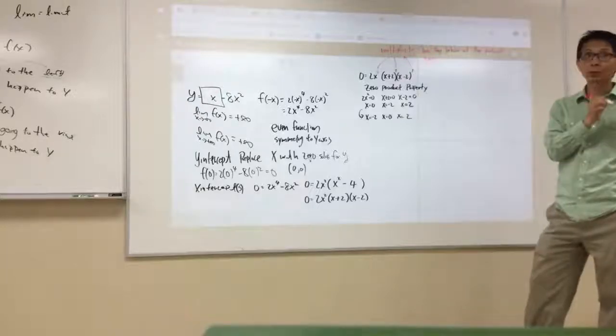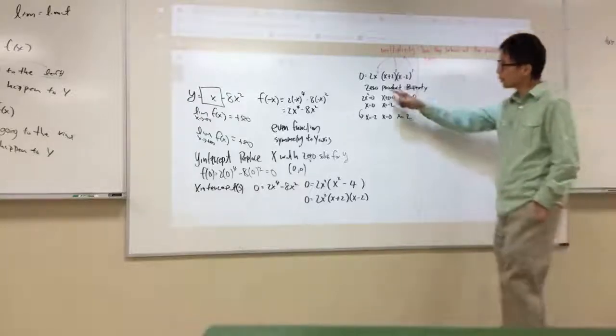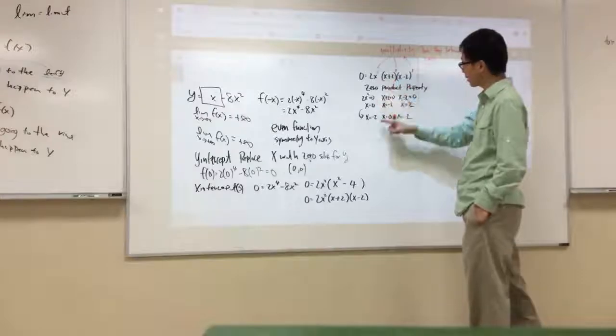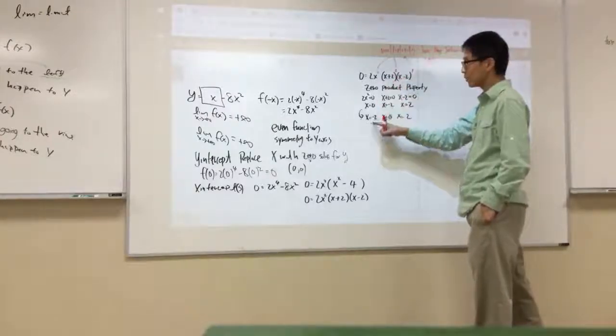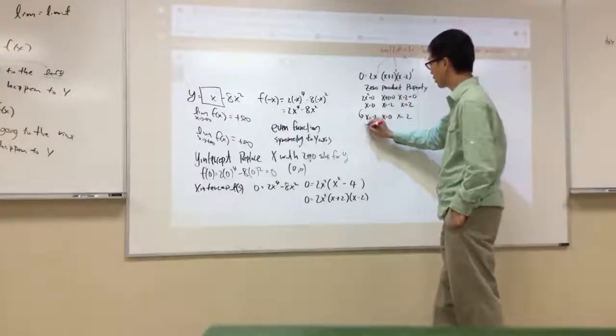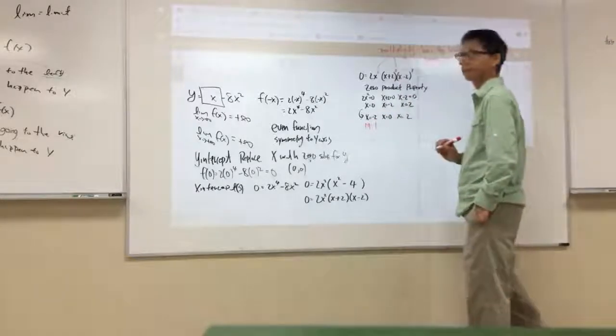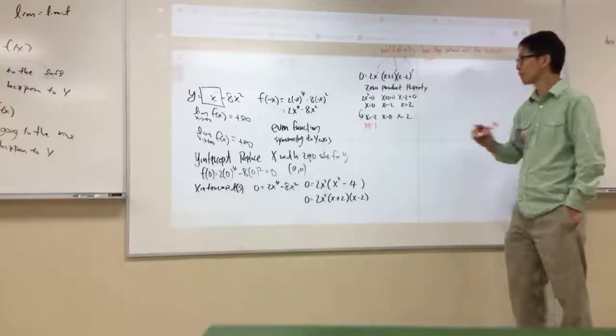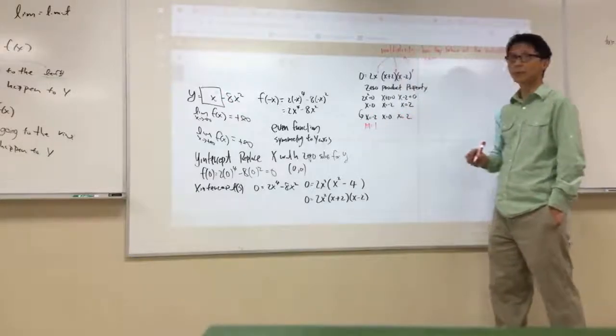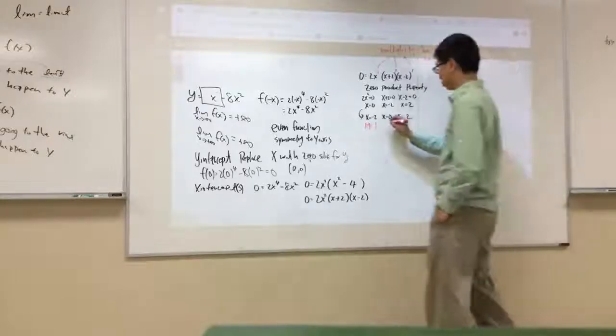So let's write down what the multiplicity is here. What do you think the multiplicity is for the first one, x equals negative 2? What is the multiplicity here? 1. Just 1? It's the exponent. Good. What about x equals 0? What's the exponent there? 2.